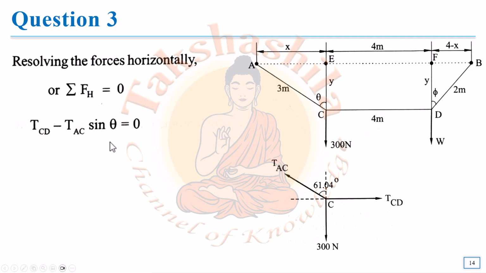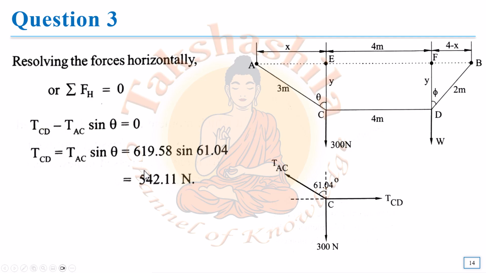From this we can substitute the value of theta and calculate the value of TCD. We already know the value of TAC, so we will substitute the value of TAC as well as theta, and find the value of TCD. Therefore, since this is minus, we take it to the other side: TCD is equal to TAC sine theta. TAC was obtained as 619.58 and theta as 61.04. Once we substitute, we see that TCD is obtained as 542.11 newtons.